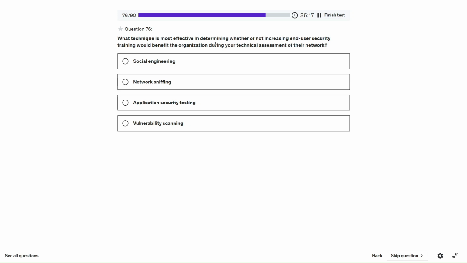What technique is most effective in determining whether or not increasing end user security training would benefit the organization during your technical assessment of their network? If you want to check whether end user security training will be helpful or not, you always go for social engineering to test them.